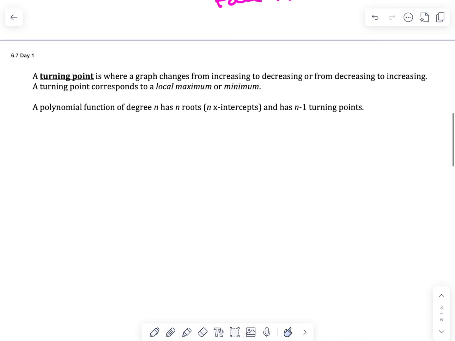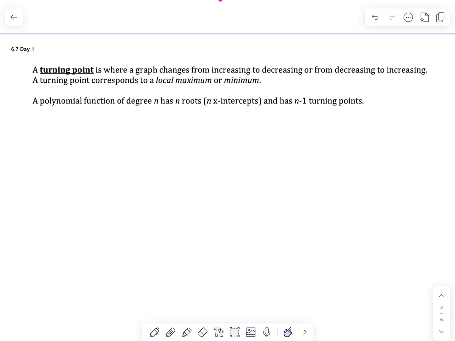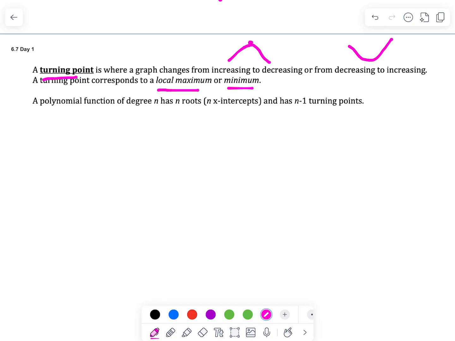The next thing is called a turning point. A turning point is where a graph changes from increasing to decreasing or vice versa. So the graph increases and then it turns to decrease, or it decreases and then increases. These are where we're going to have local maximum or minimums. So this would be a local max, and then this would be a local min.